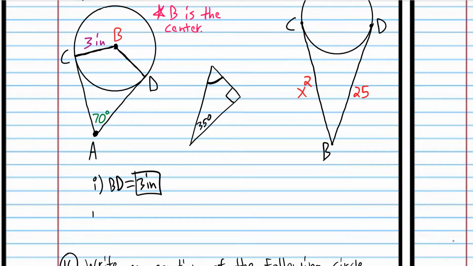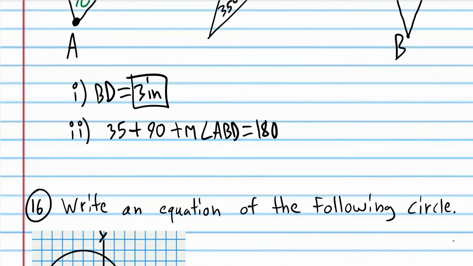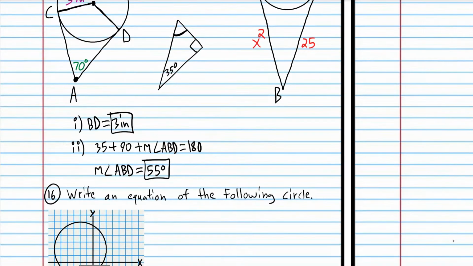So using the triangle sum theorem, 35 plus 90 is 125. 125 subtracted from 180 would be 55 degrees. So maybe we can show a little bit of work here. 35 plus 90 plus the measure of angle ABD is equal to 180. Do the math on that, and we get the measure of angle ABD is equal to 55 degrees. So if you got that one right, good job.